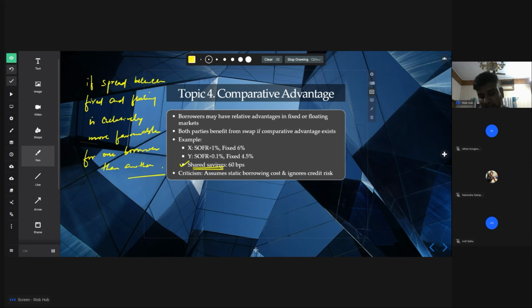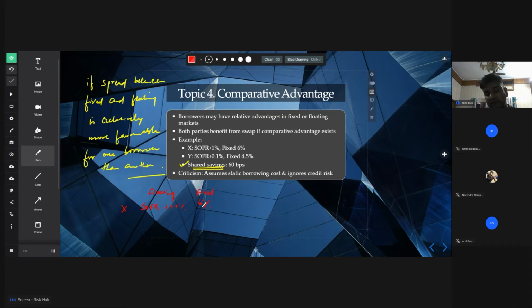So basically, if you have a direct borrowing cost, a firm will borrow at a certain percentage, say 6%, and the other firm is at 4.5%. Let me write it down, that will give you more idea. Take firm X. What is the floating cost for firm X? Floating cost for X is SOFR plus 1%. Now, the fixed cost for that firm is 6%.